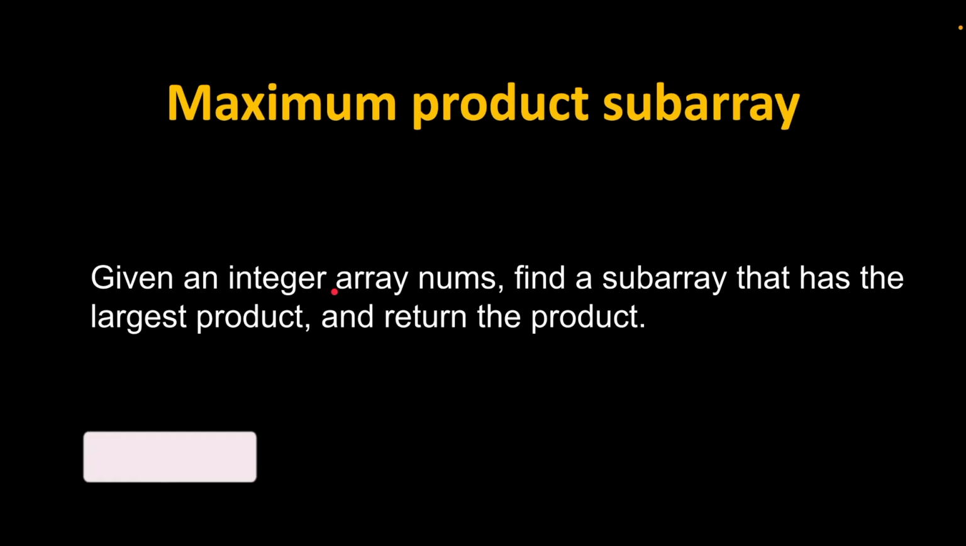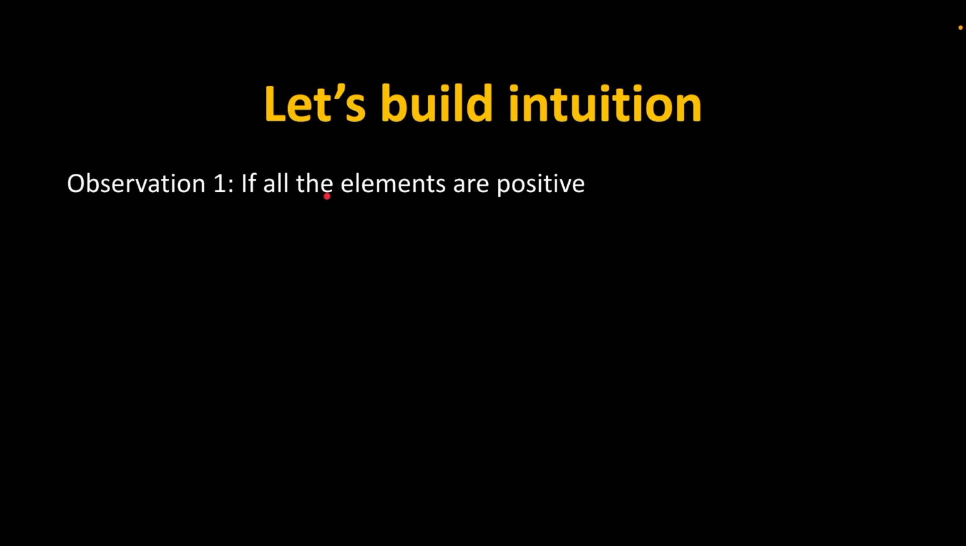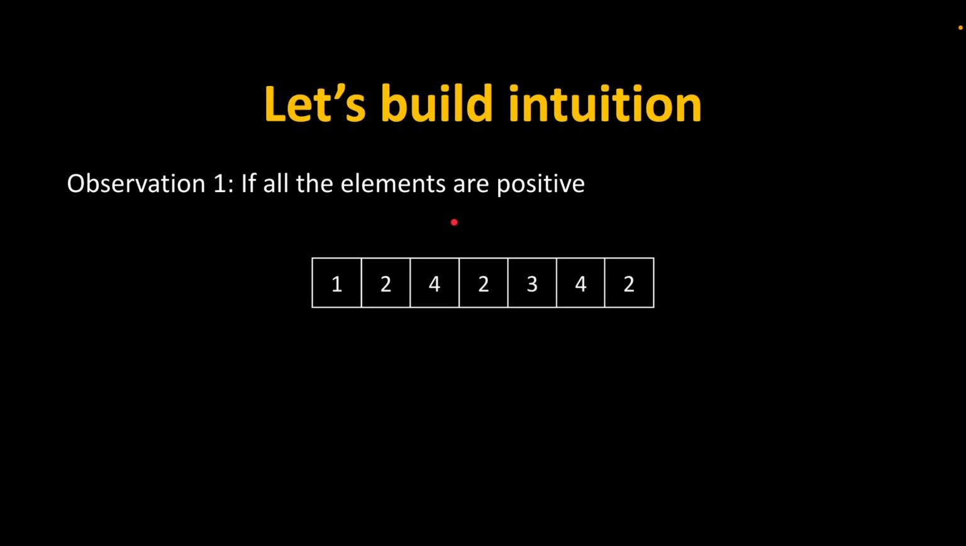Given an integer array nums, we need to find a subarray that has the largest product and we need to return that product. Let's build the intuition. So we have some cases which we need to figure out how to do that and then we will reach our solution. So what if all the elements in our array are positive? Then the maximum product subarray will be the product of all the elements itself.